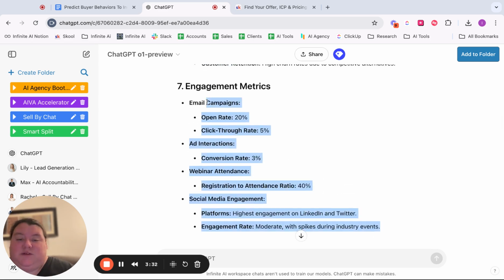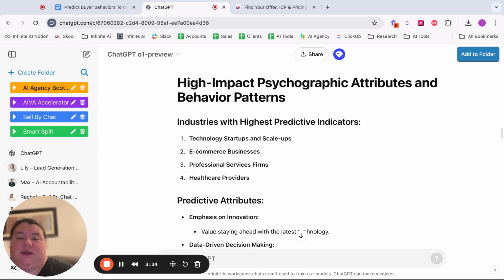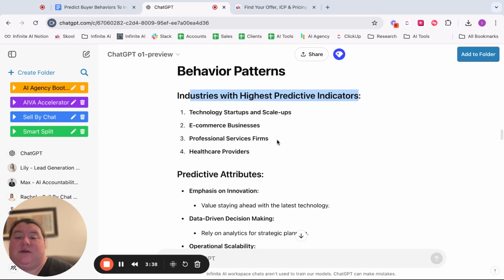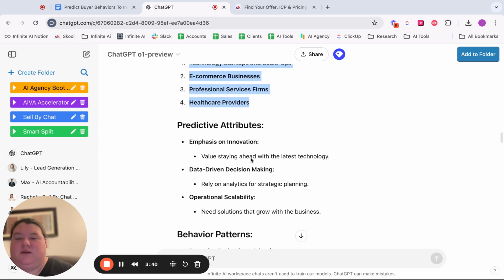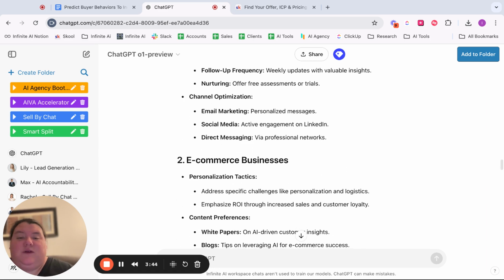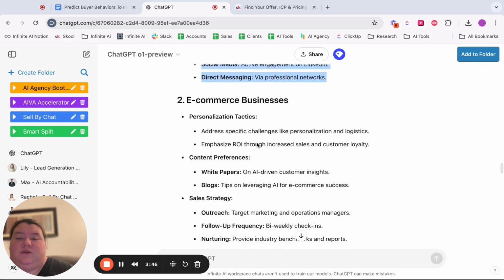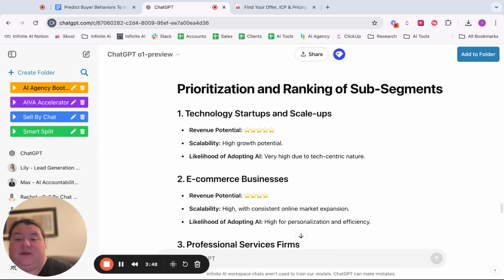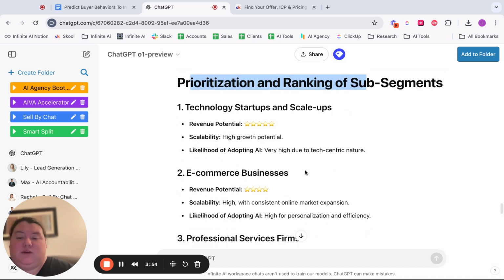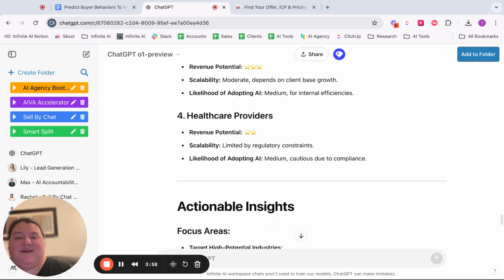Take the engagement metrics with a grain of salt. Now here it has industries with highest predictive indicators, so probably the higher industries to get involved in. And as you can see, it goes very in depth on how to reach out to people. And it doesn't stop here. There's a prioritization ranking of which ones are going to be the highest revenue potentials. Forgot I included that part.